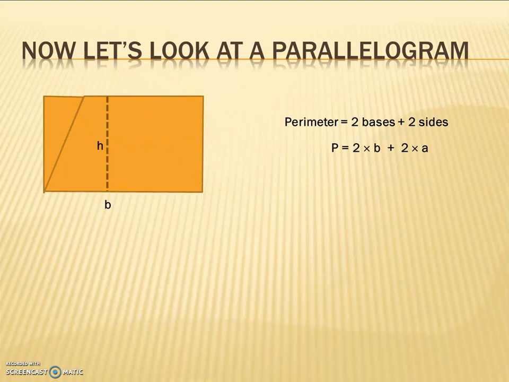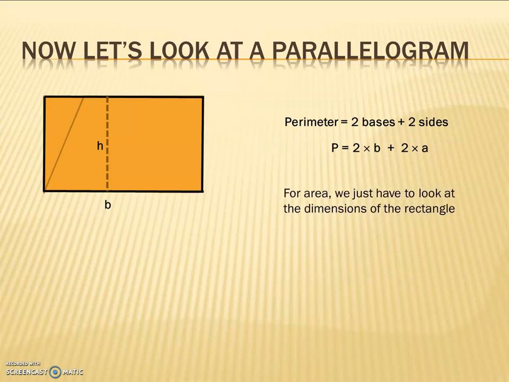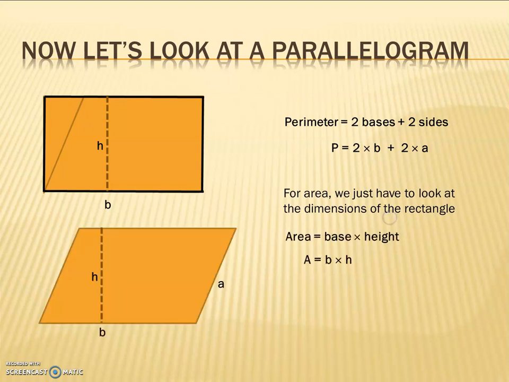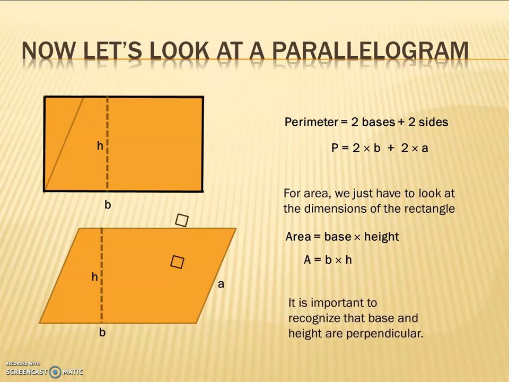Now, if you were to take that little piece off, you'll realize that this parallelogram is really just a rectangle. And so the formula for the rectangle is still going to apply: the area is calculated the same way. Area is going to be base times height. And just remember, when we do this, that the base and the height have to be perpendicular. That's where we're going to put that little 90-degree corner in there when we do the calculations.